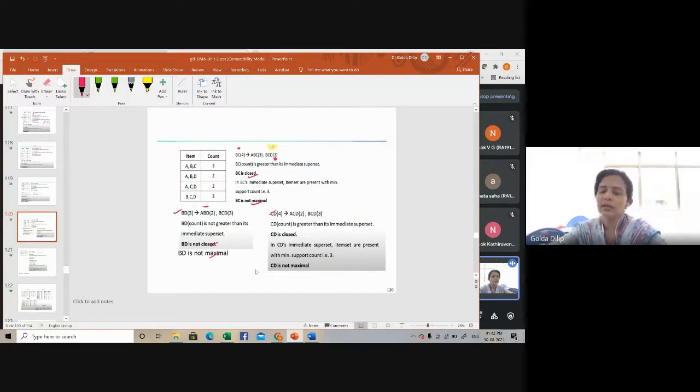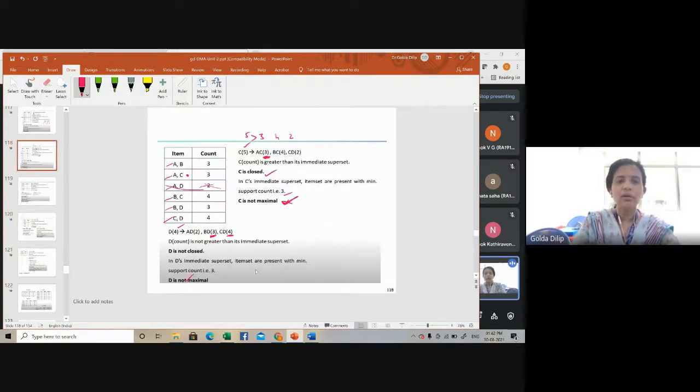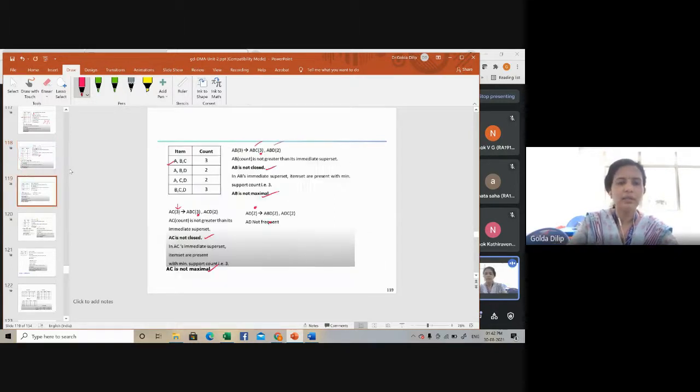Then come to CD. All the various 2 item sets I'm considering. Here it is greater. So it's 4 on the left hand side and 2 and 3 on the right hand side. So this is greater, so it's closed, but it's not maximal. Anything else? That's it. I think we considered all the 2 item sets.